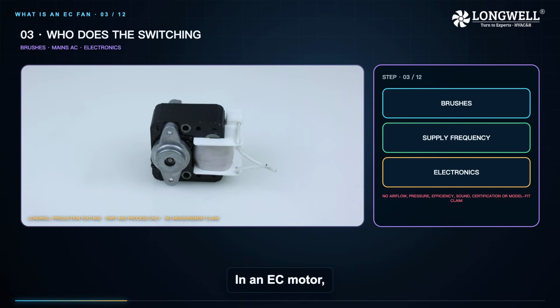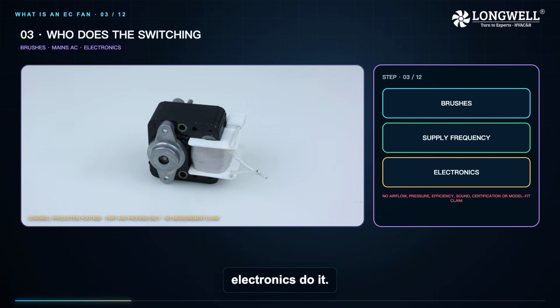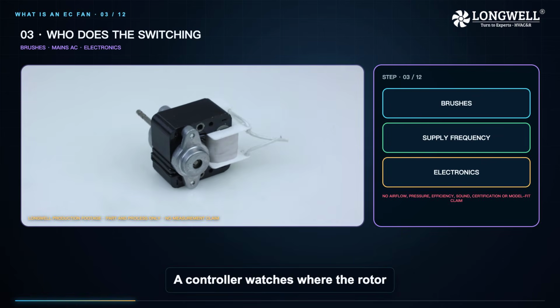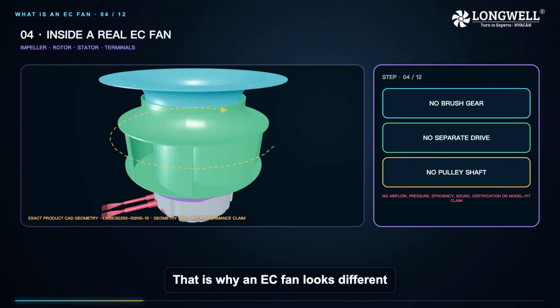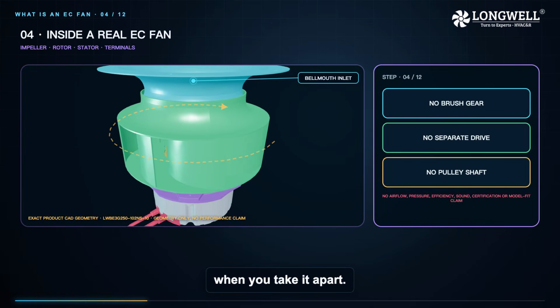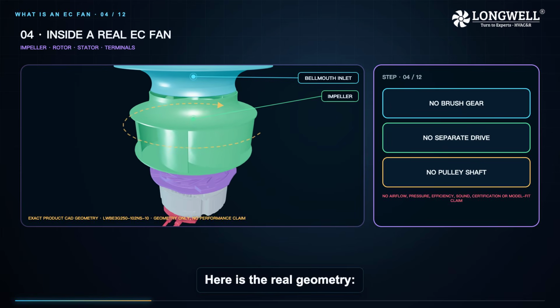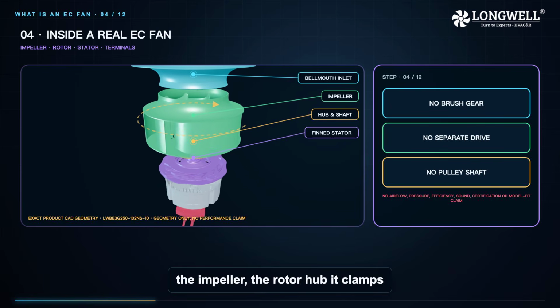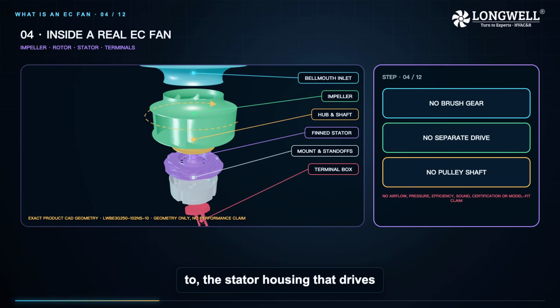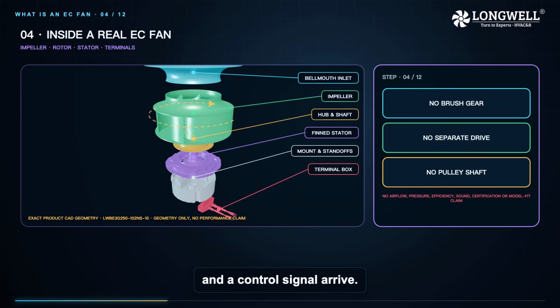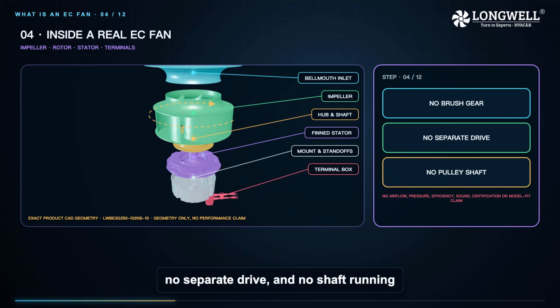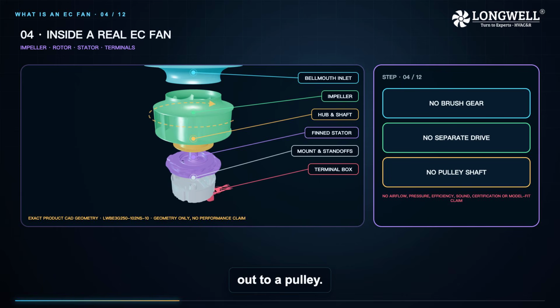In an EC motor, electronics do it. A controller watches where the rotor actually is and switches the windings to match. That is why an EC fan looks different when you take it apart. Here is the real geometry: the impeller, the rotor hub it clamps to, the stator housing that drives it, the mounting plate, and the terminal box where both power and a control signal arrive. There is no brush gear, no separate drive, and no shaft running out to a pulley.